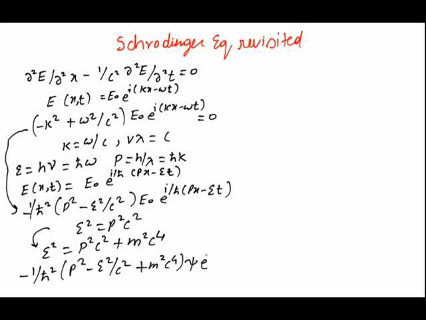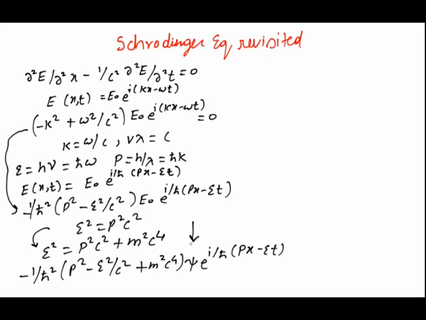Instead of writing E naught or E, we are writing a new variable, psi, because we see that the coefficient has changed. By coefficient I mean the operator has changed. Here the operator was p square minus E square over c square. This is the new one. So this is a modification that has been achieved now.